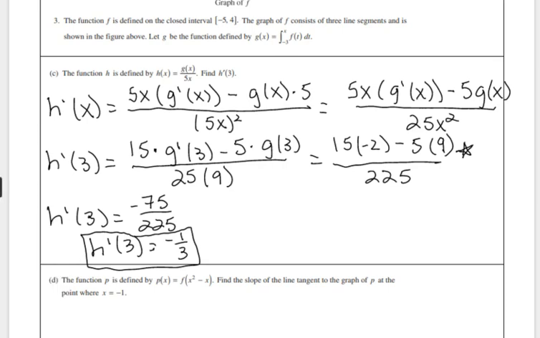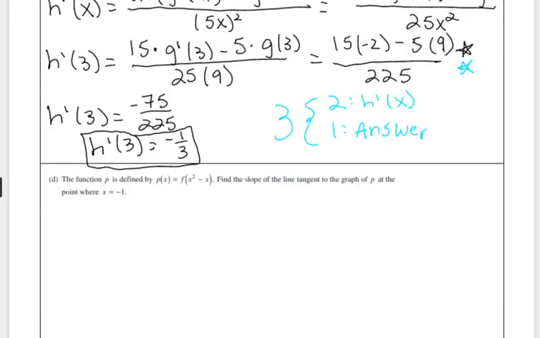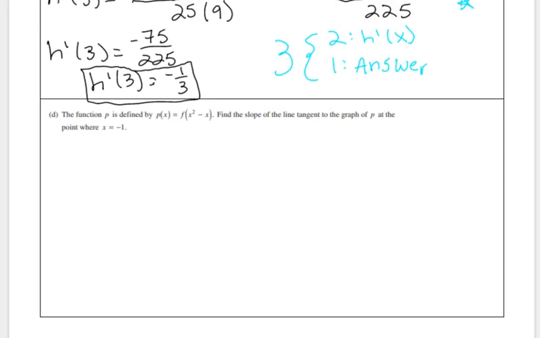Speaking of points then, this one was worth 3 points. So it was 2 points for correctly finding h prime of x. So could you take the derivative and use the quotient rule appropriately? And then the last point was actually for the answer. So if you could get to where this star is, then you would get the point for the answer. And then if you simplified it down correctly, you'd still get that point. If you make an error in your simplifying, though, then you would lose the point. So be careful there, or since you guys will be taking the AP exam at home, you can use your calculator.